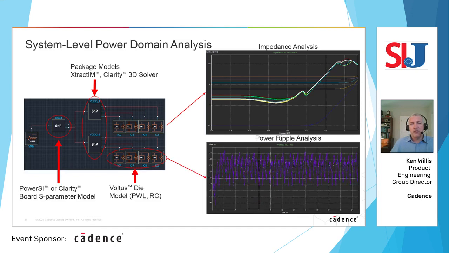Power integrity can be looked at the system level now as well, where models extracted from Voltus, Clarity, and Sigrity technologies can all come together to build out the full end-to-end power rail. Results in both the frequency and the time domain can be reviewed to validate that your power ripple specifications are being met.